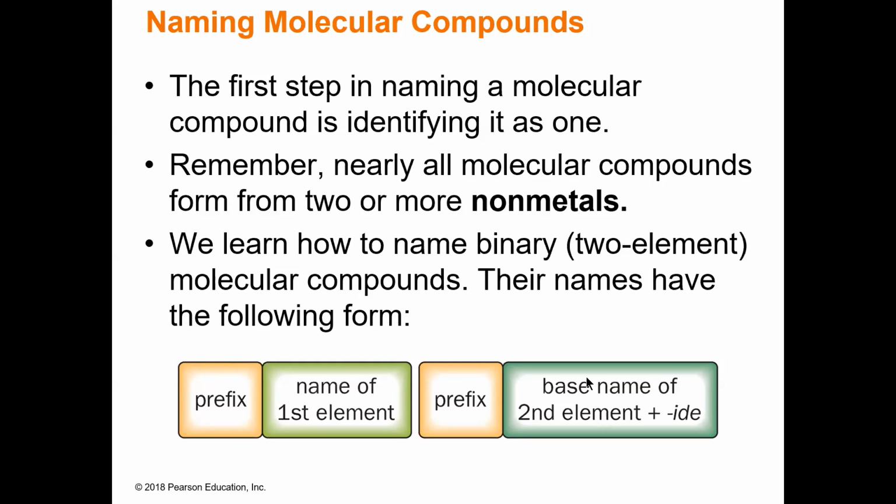Then we're going to name the second thing. We're going to do just like we did with the metal, non-metal, where we do the base name of the second element and we ide it. And we also want to add a prefix. And the prefix, again, is going to tell us how many of the thing that it's next to we have. So we don't flip-flop charges. We don't have to do anything like that. All we're going to do is put a prefix for the first guy, name the first guy, put a prefix for the second guy, name the second guy.